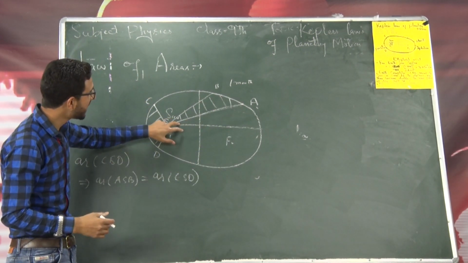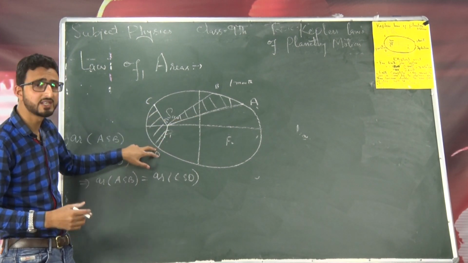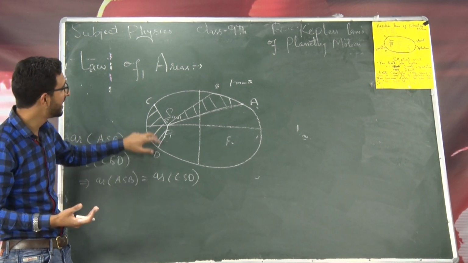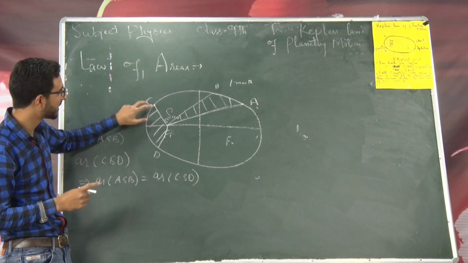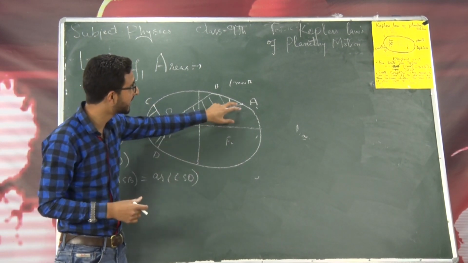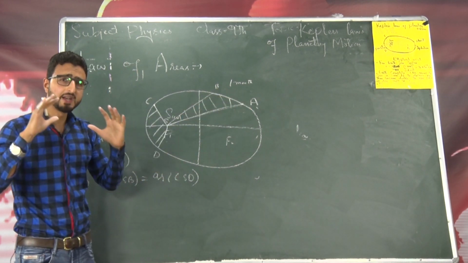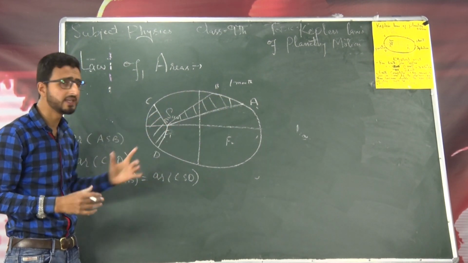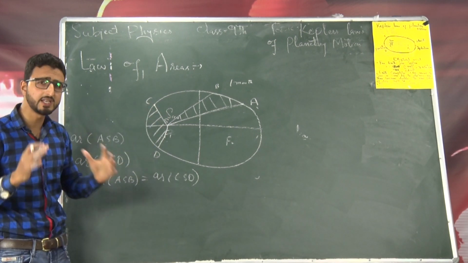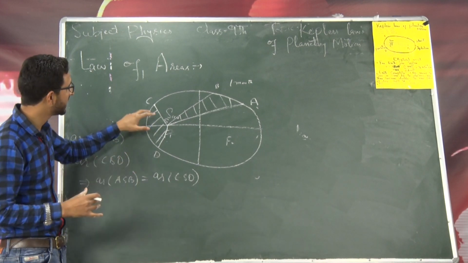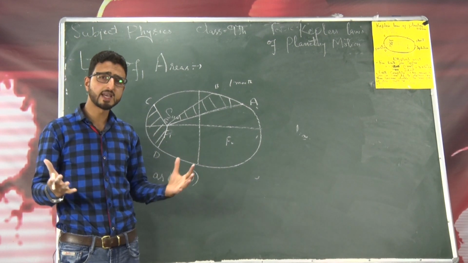Now since the area of sector AB is equal to the area of sector CD, as per the second law the planet must also take 1 month in going from C to D, because I have assumed it here. Suppose the planet takes 1 month in moving from A to B, then if the area of sector AB is equal to the area of sector CD, the planet must take 1 month in moving from C to D. This is what Kepler's second law is all about.